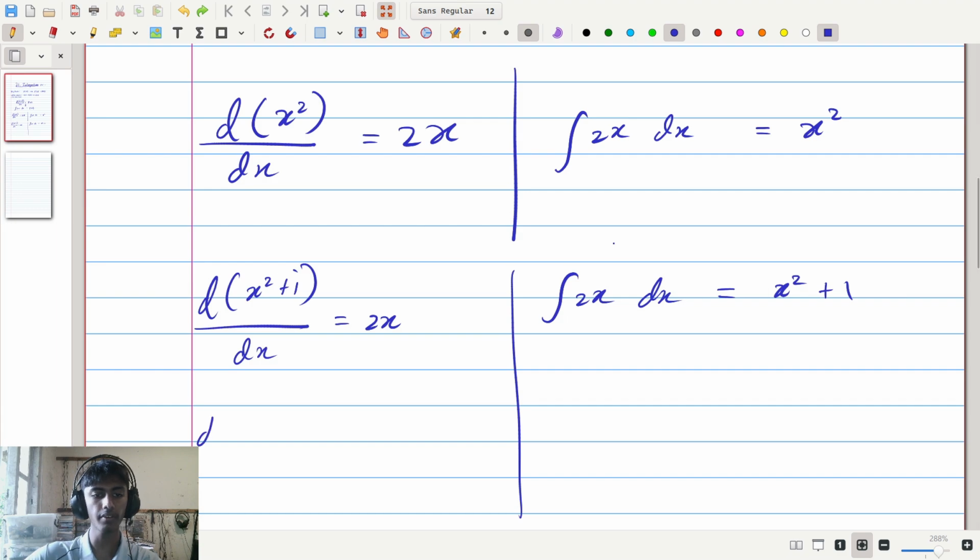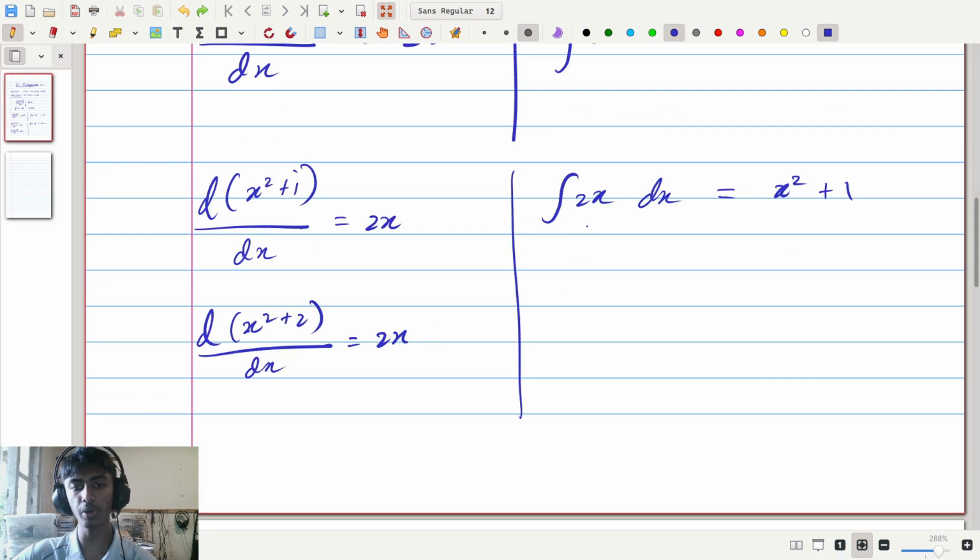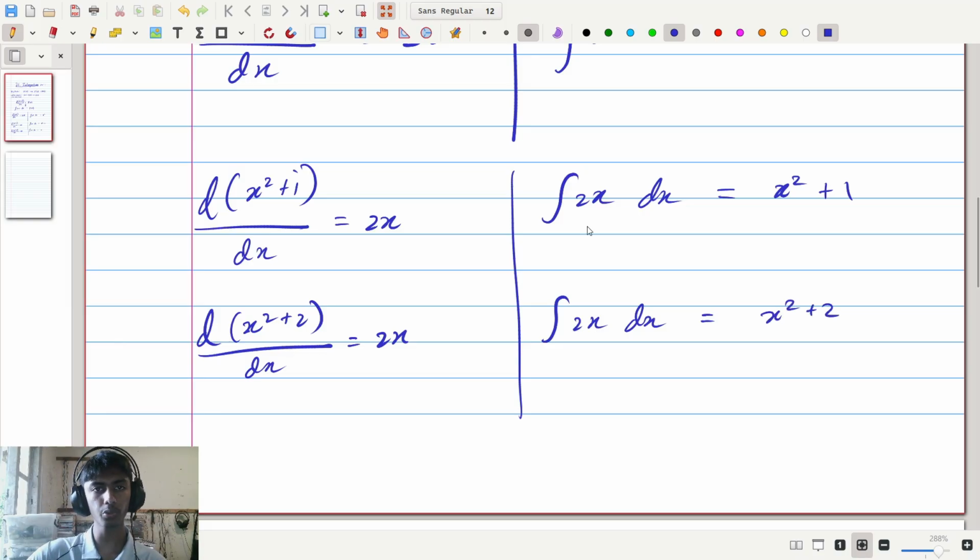If we do another one, we can see that the derivative of x squared plus 2 with respect to x is the derivative of x squared, which is 2x, plus the derivative of 2, which is 0. So plus 0, which is going to be 2x. So in this case as well, the integral of 2x with respect to x appears to be x squared plus 2. We could do this with any constant we wanted.